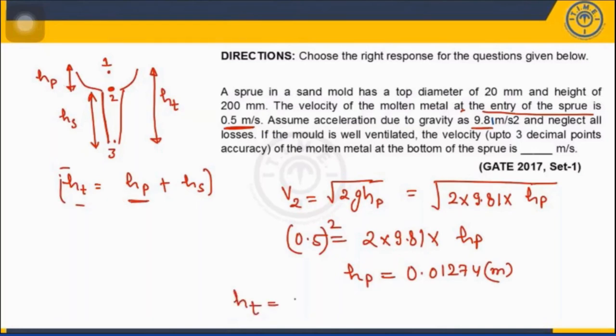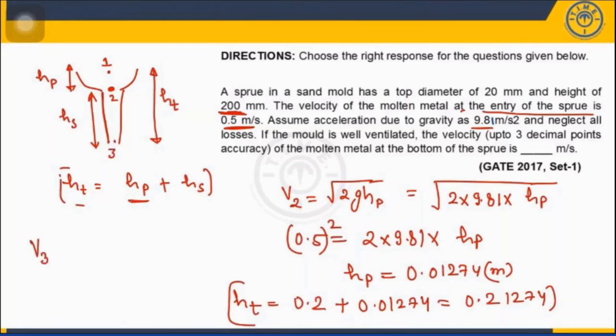Okay, so what is the HT value? Height of the sprue is already given, 0.2. Where it is given? You already have this 0.2, height of this sprue. Height of pour-in basin you have calculated as 0.01274. So what you are getting is 0.21274. That means you calculated the total height. Once you know the total height, again same formula if you use, you will get the velocity at point 3.